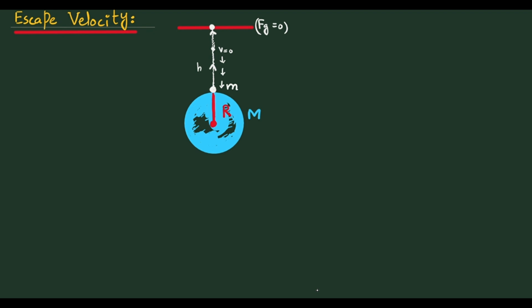This velocity, the minimum velocity which is required for an object to move from the Earth's gravitational field to infinity, is called escape velocity. This escape velocity we are going to calculate.